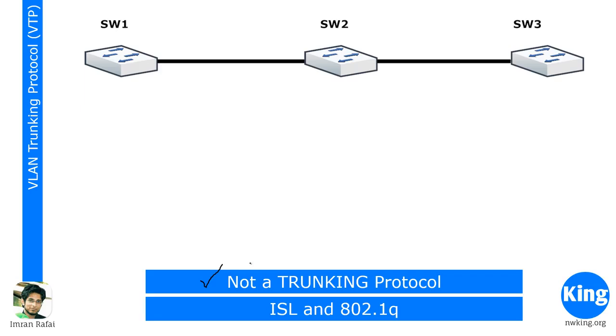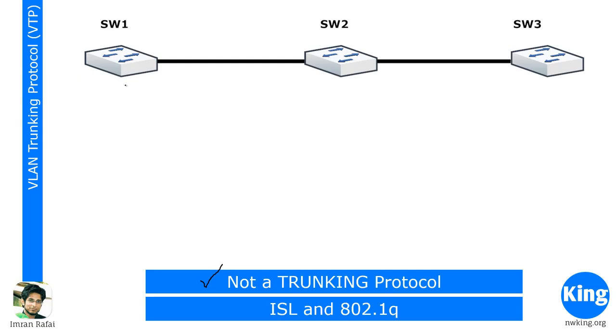So these are the only two trunking protocols we have, but VTP is again Cisco proprietary, and they call it the VLAN Trunking Protocol. In effect, what it should have been called is a VLAN syncing protocol. I think it's a VLAN syncing protocol. You will see why I say that.